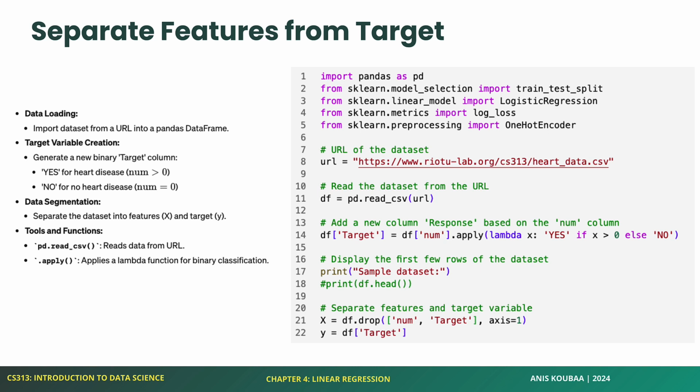So here we create the target value by applying the lambda function. For the x, I drop all the output values, num and target, with axis equal to 1, and y will be just the target. Here I have my training data set, which contains the input features x and the output y. Usually we use x for the input features and y for the output. This is the standard notation.